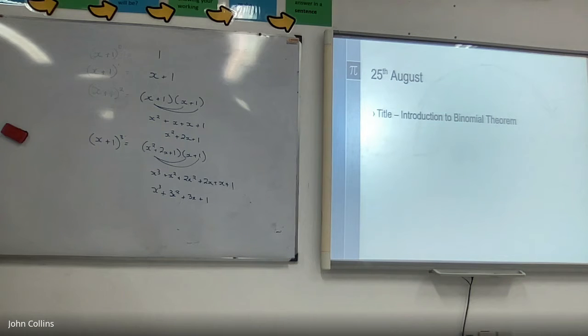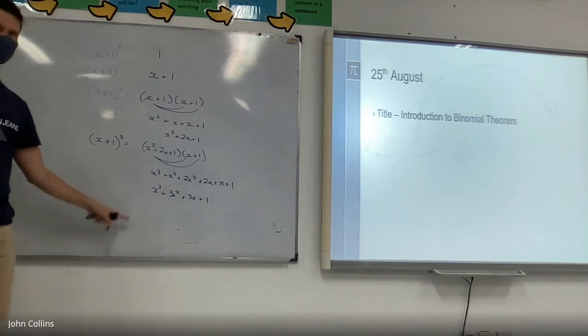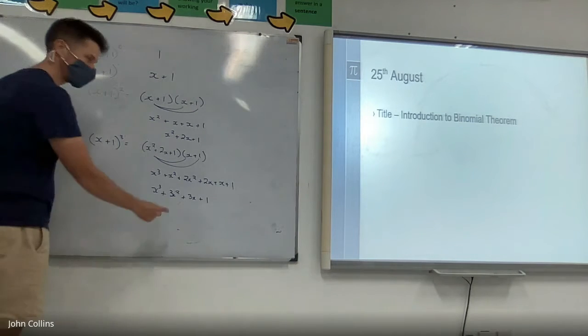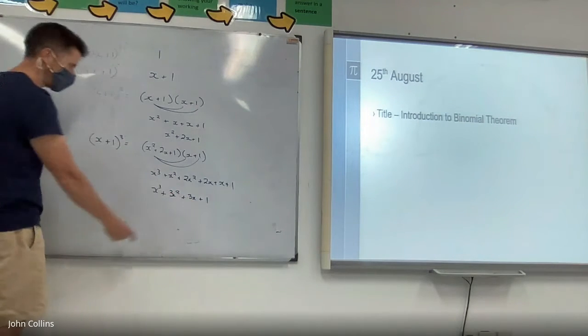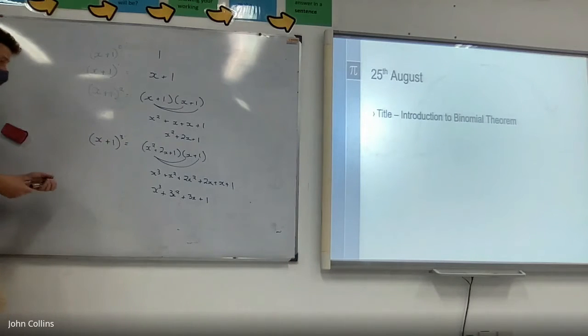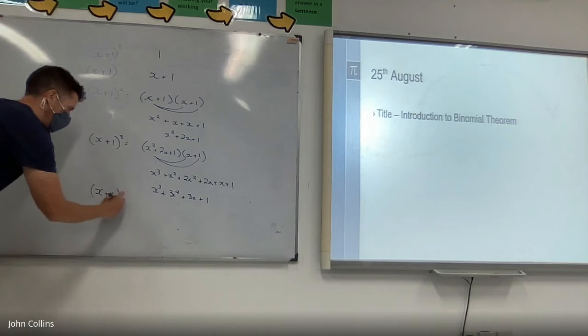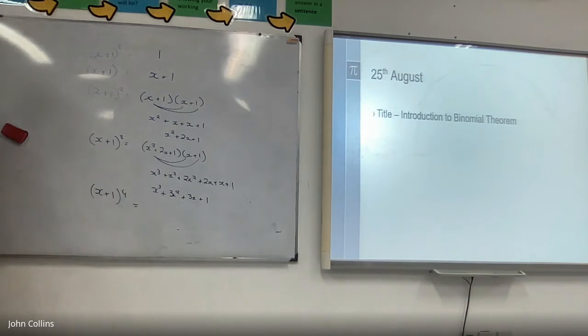Perhaps you can do one more and see if you get the answer. Off you go. Take down the notes as far as here, and then get started on the next one. So we have x cubed plus 3x squared plus 3x plus 1, and now we must times again by x plus 1. In other words, x plus 1 to the power of 4. That's a dirty one.